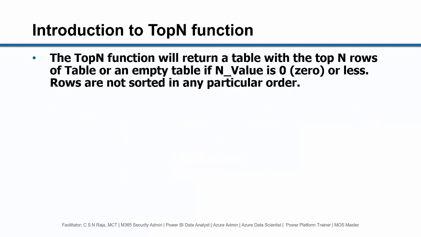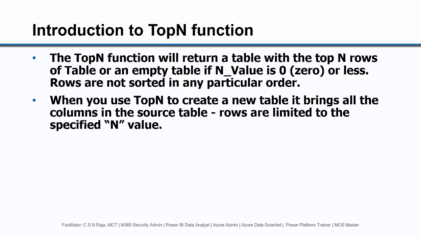The TopN function will return a table with the top N rows of the table, or an empty table if the N value is 0 or less. Rows are not sorted in any particular order. I repeat, the TopN function will not sort the results in any particular order. When you use TopN to create a new table, it brings all the columns in the source table. However, the rows are limited to the specified N value.